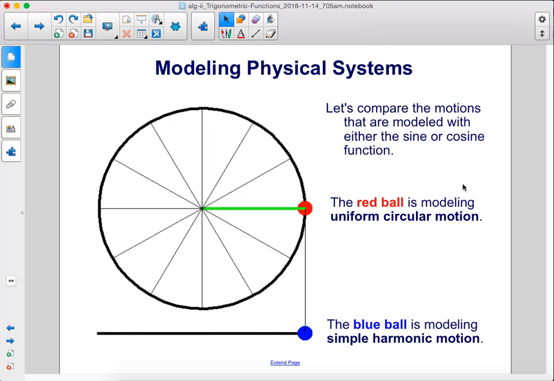Let's compare the motions that are modeled with either the sine or cosine function. The red ball is modeling uniform circular motion. The blue ball is modeling simple harmonic motion.